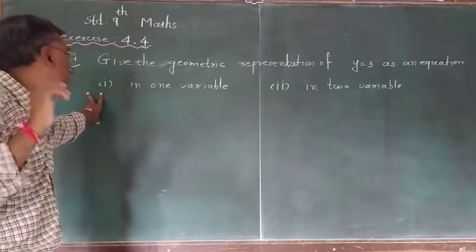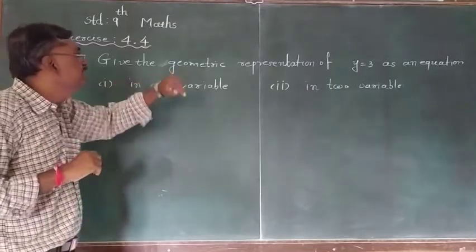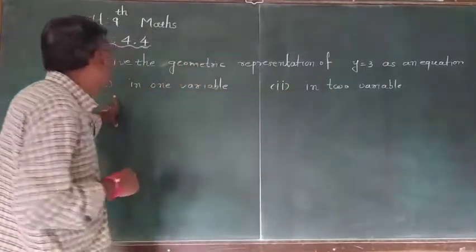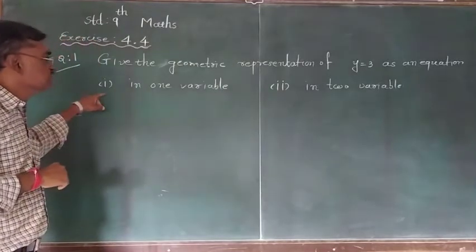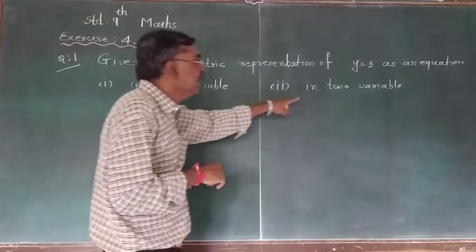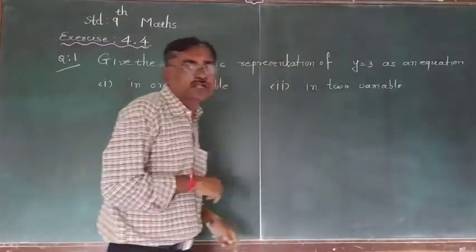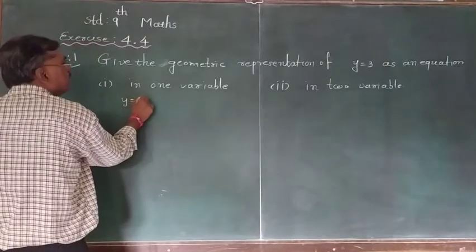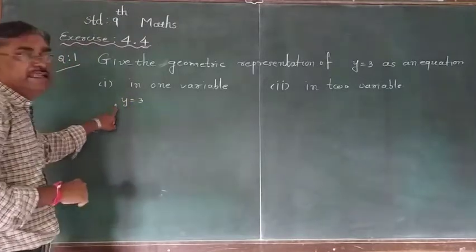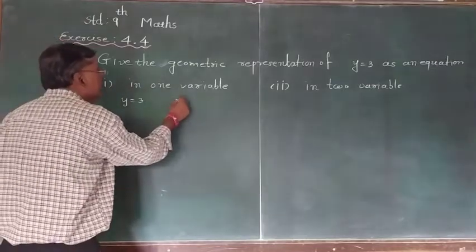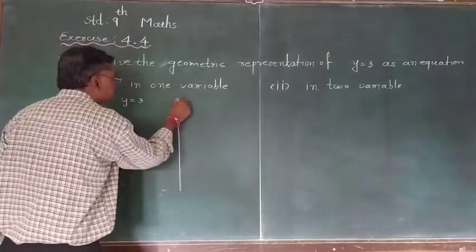Then you can give the geometric representation of y equal to 3 as an equation. So here we have solved in two ways, in one variable and in two variables. In one variable, y equal to 3 does not need any x variable, so only y equal to 3. We can draw it in this way.